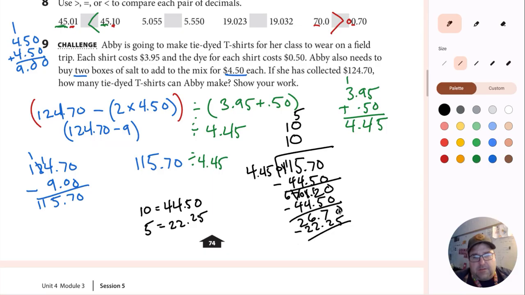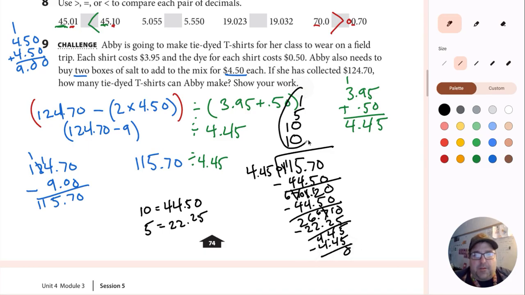So we get 0 minus 5. Can't do that. So 10 minus 5 is 5. 6 minus 2 is 4. 6 minus 2 is 4. 2 minus 2 is 0. We got $4.45 left over. Hey, that's enough for one more shirt. And if we take that one more shirt, we'll have no remainder.